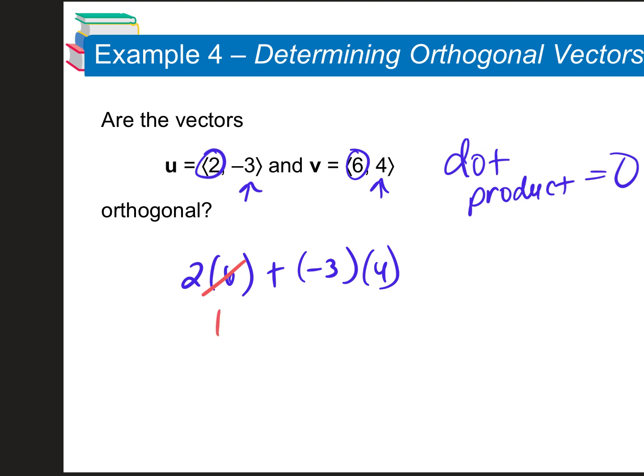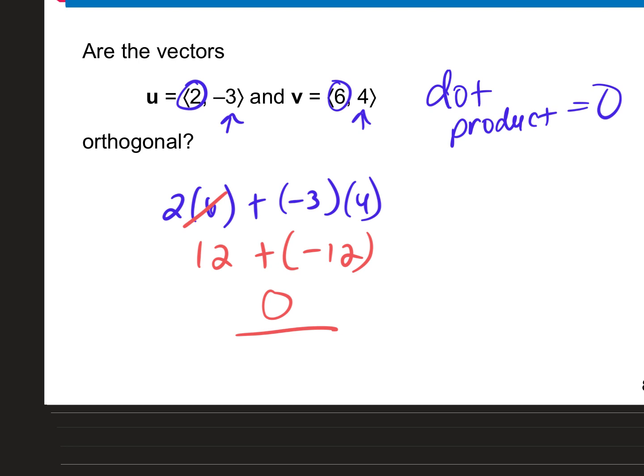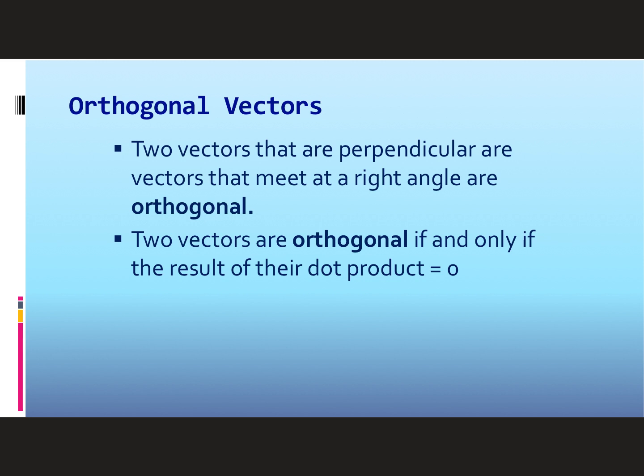2 times 6 is 12. Plus -3 and 4 is -12. So you found here that your dot product was what? 0. Since the dot product is 0, then your answer would be yes. These are orthogonal. If your dot product was anything else but 0, your answer would be what? No. But this is what I'm looking for. You have to support your answer with math. Comprende? Okay. Good job. All right, we're almost done.